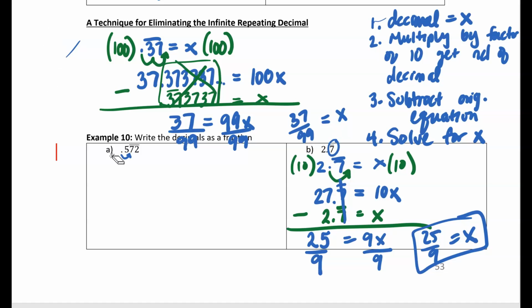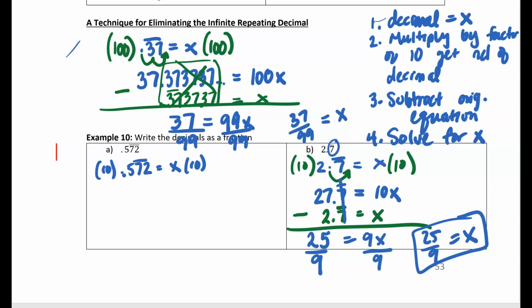And so what we can do is right off the bat, we're kind of deviating from our steps just a little bit. What we're going to do is multiply both sides by 10. So we're going to take 5.72 repeating equals x, and we're going to multiply both sides by 10.